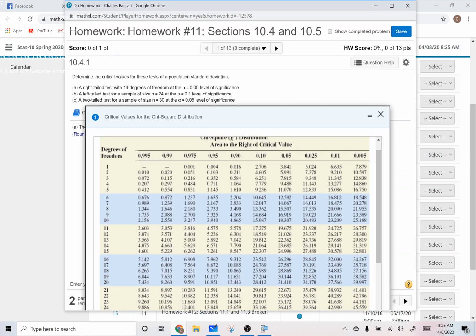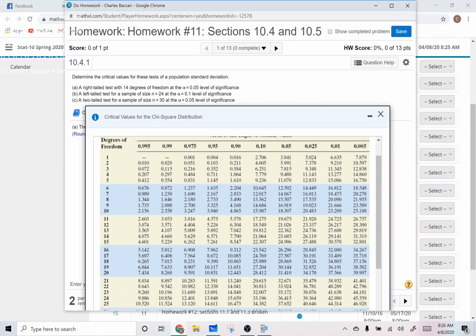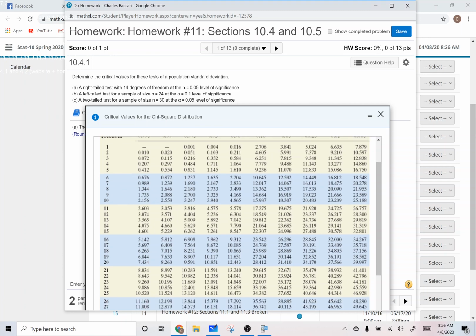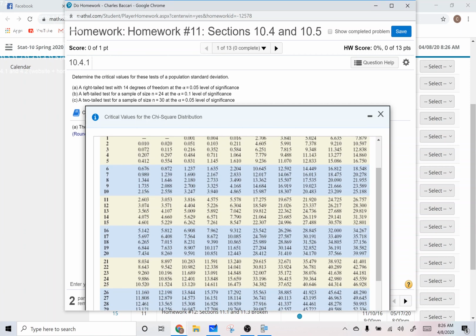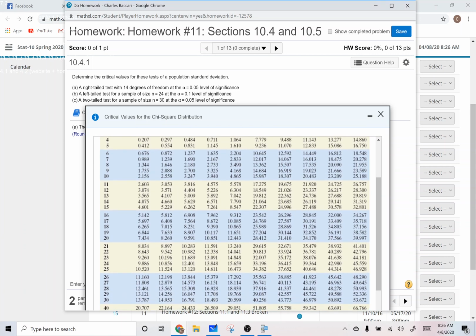So we go down to 23. We're at 0.95. The answer here will be 13.091. Now for the last one, you have a little bit more work to do. n is 30, so that means the degrees of freedom is 29. And alpha is 0.05. So we're looking at this row. Your answers will be in this row.